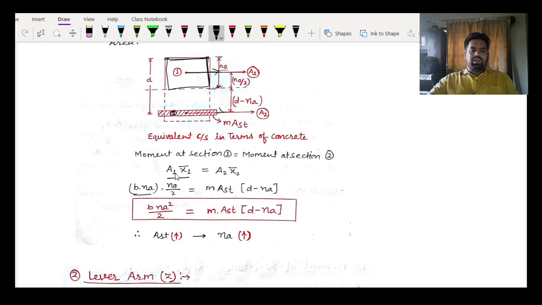The area will be considered only for steel, because the tensile zone is here and only steel is working in tension. So the area is m A_st because it is a transformed section, and the distance from its CG to the neutral axis is d minus x_a. Solving this, we get b x_a squared by 2 equal to m A_st (d minus x_a). This is the formula for calculating x_a, the actual depth. You will get a quadratic equation and then find the values of x_a. Whichever is positive or greater, you will take that value.